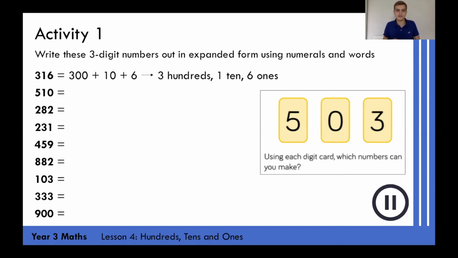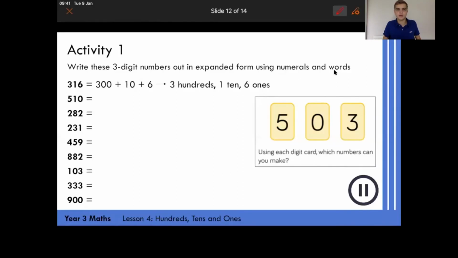So pause the video here and have a look at each of these. And try and write it out in expanded form. And expanded means making bigger. So we're writing it as how many hundreds, how many tens, how many ones. If you can, there's a challenge of using each digit card, which number can you make? So you've got a 3, you've got a 5, a 0 and a 3. What 3-digit numbers can you make? So pause the video here, have a go at this, and then join me back and we'll go through the answers together.